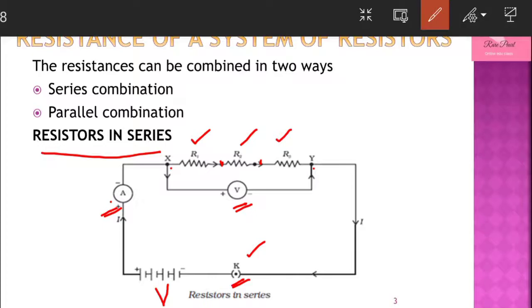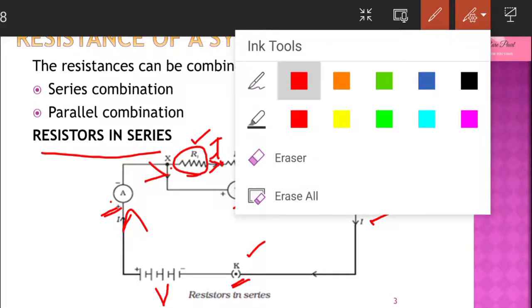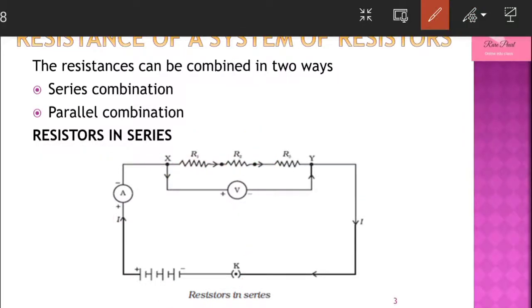So in this circuit, the current flowing throughout the circuit is going to be the same. It is not going to vary. The current flowing through resistor R1 is the same as the current flowing through resistor R2. The same current will be traveling to the third resistor. So in a series circuit, current is the same, whereas voltage divides. We have voltage drop.